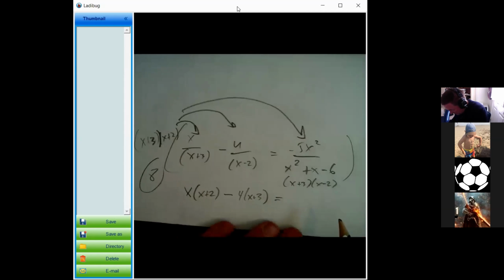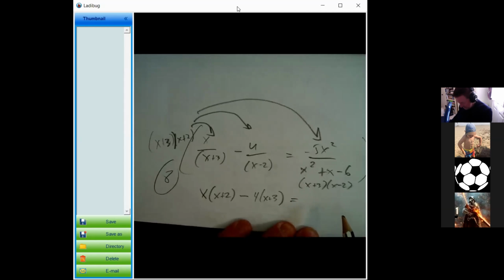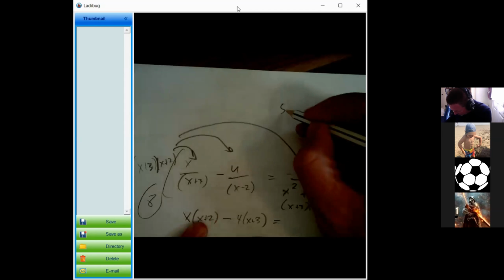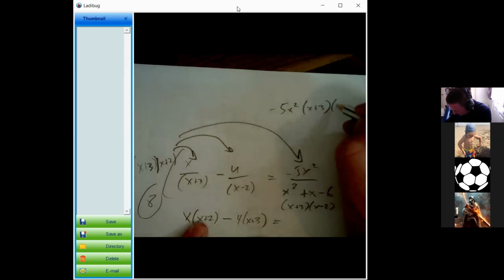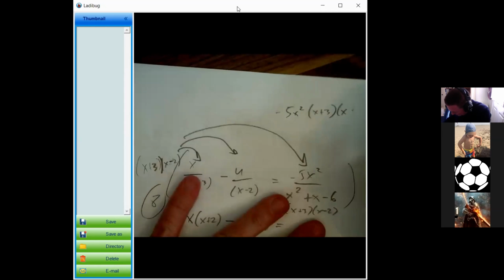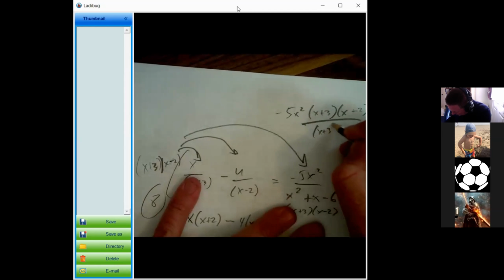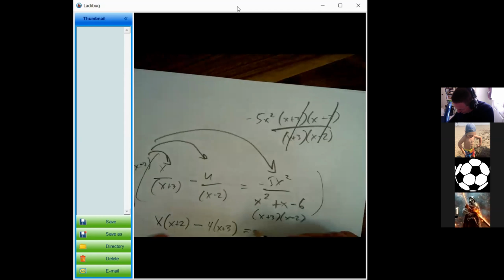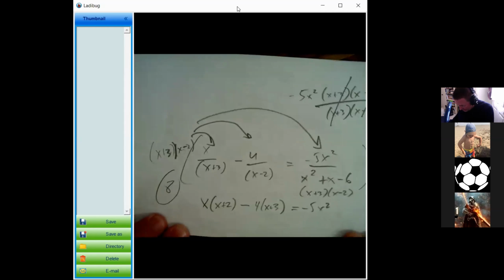And then on the last one? Wait, if the bottom ones are just x plus 3, x minus 2, would the whole bottom equation get canceled out? Yep. It all cancels. So what's left? Remember, what you're going to have is, let me write it up here. You're going to have negative 5x squared over x plus 3 and x minus 2. So that and that cancel. You're just left with negative 5x squared.